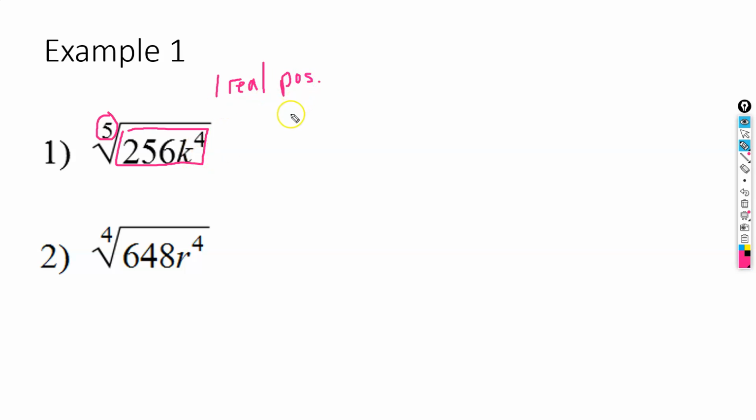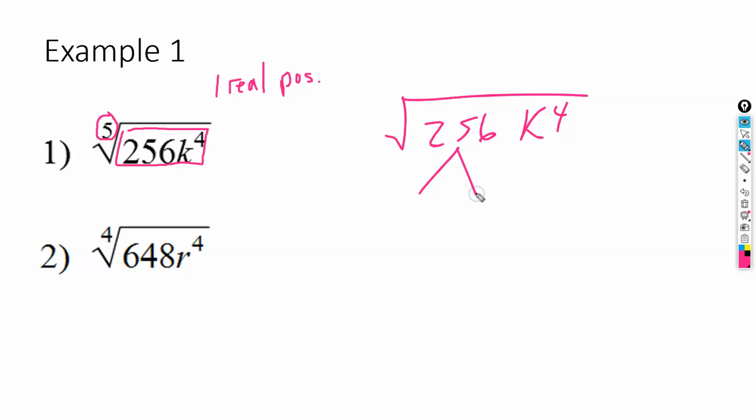So a one real positive answer. So what we're going to do now is we're going to go ahead and just break this thing apart. 256 and k to the fourth. All right, well, first of all, 256, I'm pretty sure that is, gosh, that's a pretty big number.